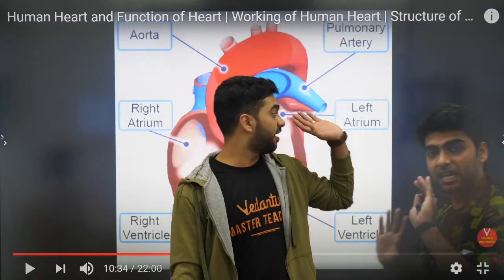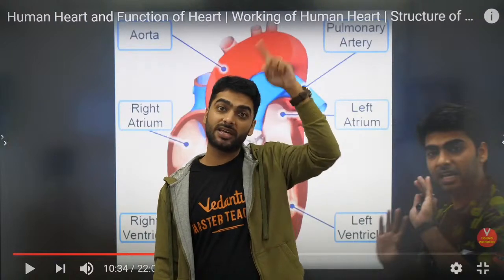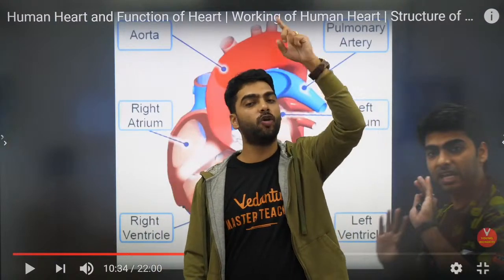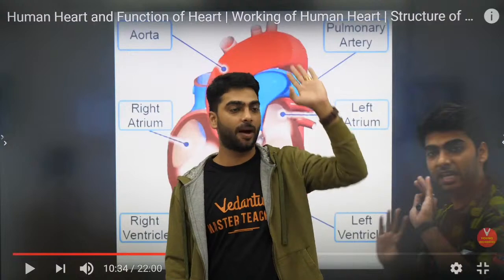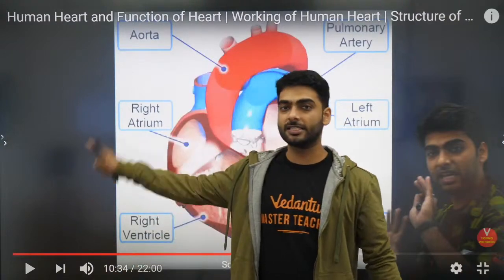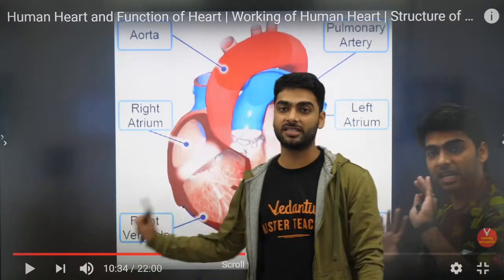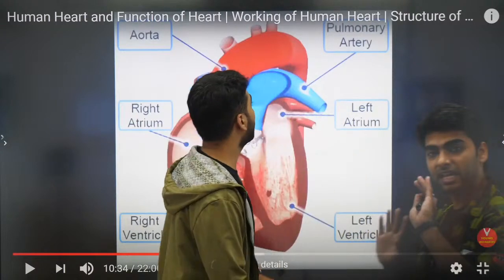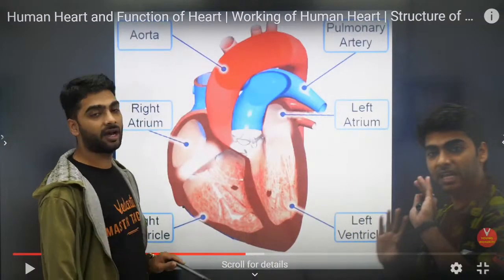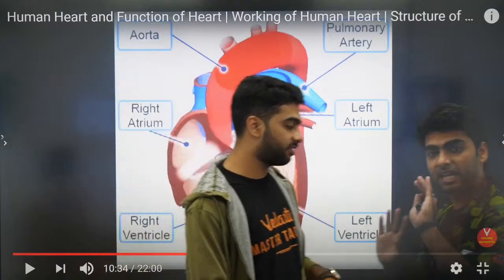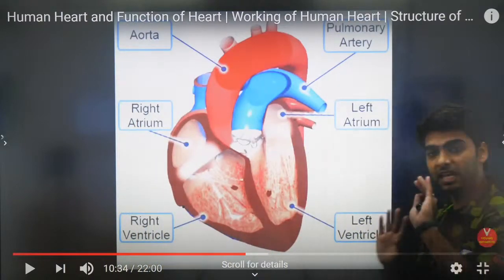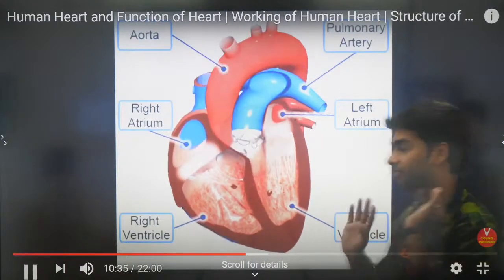Okay? Left auricle, the A, its point is always up. So always remember auricles are up. So this is left auricle, this is right auricle, this is left ventricle, this is right ventricle. Okay? Then you have got the pulmonary artery and the aorta. Please watch this working. Very important. Very simple slide.